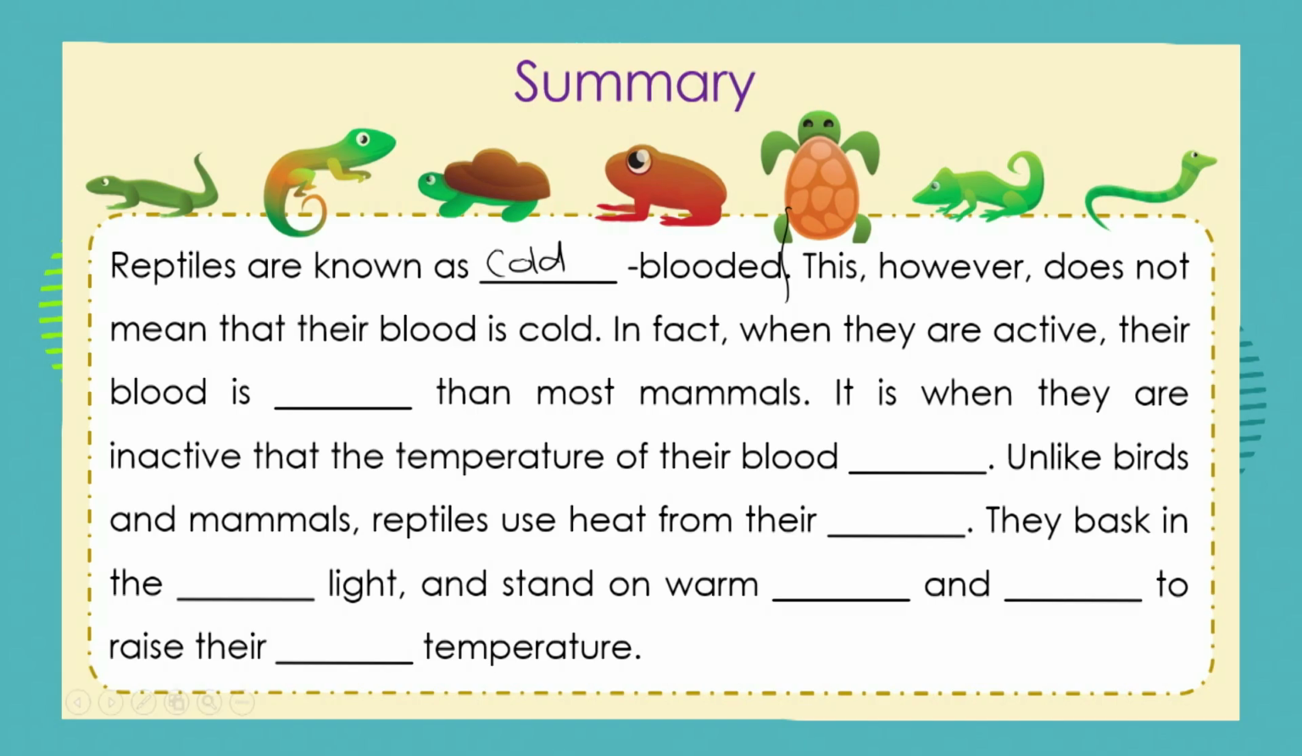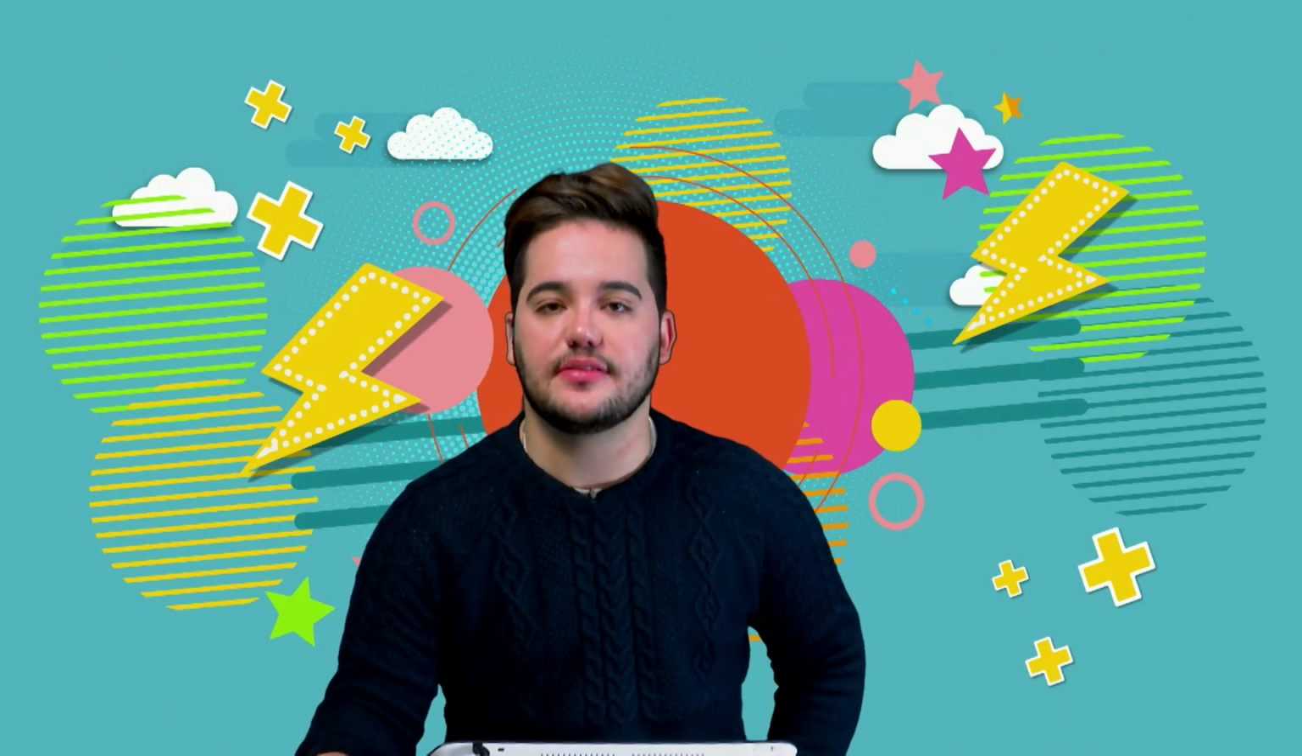This, however, does not mean that their blood is cold. In fact, when they are active, their blood is, what is it? In fact, when they are active, their blood is warmer than most mammals. It is when they are inactive that the temperature of their blood drops. So this basically means that when, for example, your little lizard or gecko is just sitting, being lazy, maybe it's just fed, that's when their blood drops, and that's when they have to go into the sun.